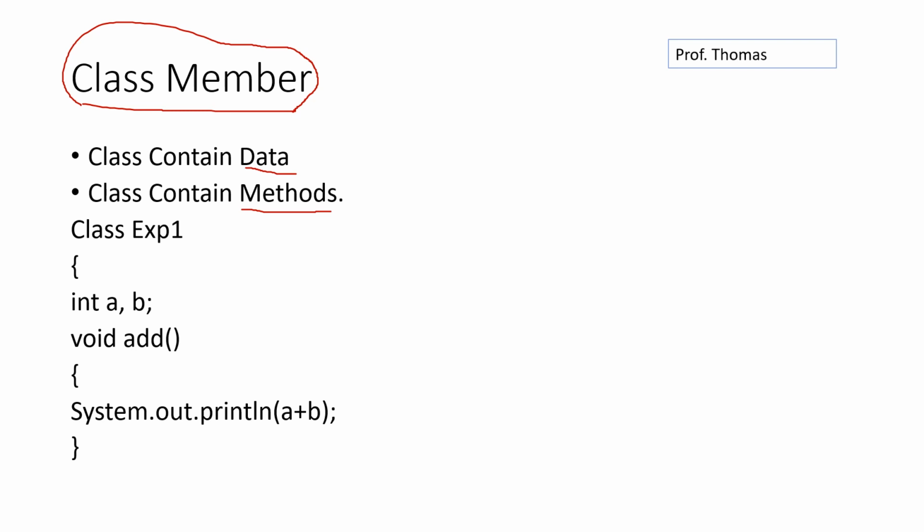For example, in class Example 1, we have class data and class method. In class data, we have two variables, A and B. In class method, we have only one method, void add, where we print the addition of A and B.